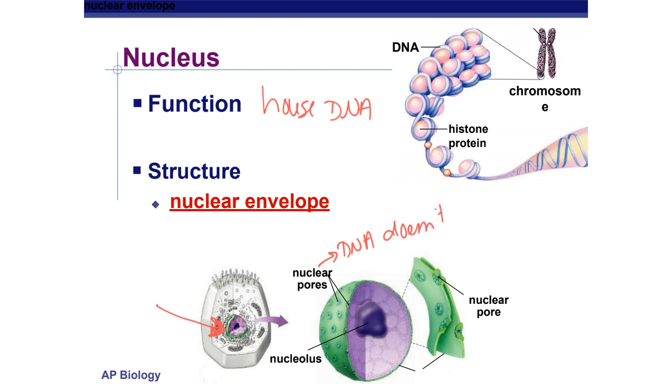RNA will, but DNA does not. And again, when we do protein synthesis, we'll talk about why it's important that the RNA is able to fit through there. So the main thing here is that our nucleus is going to house our DNA in our eukaryotic cells. Remember, we're focused solely on eukaryotic cells now that have these membrane-bound organelles.